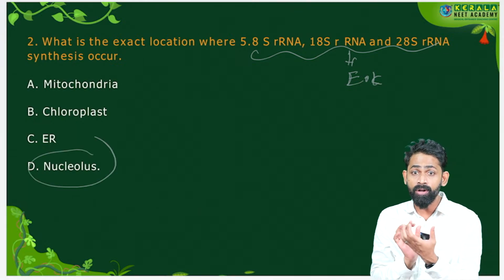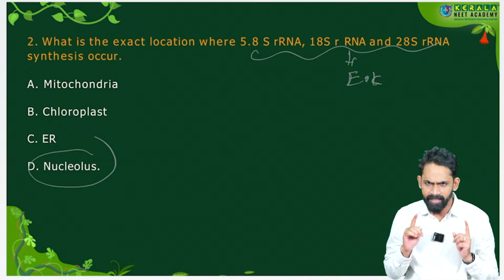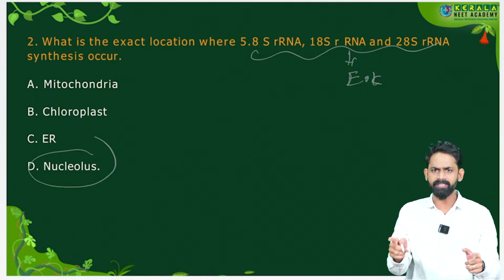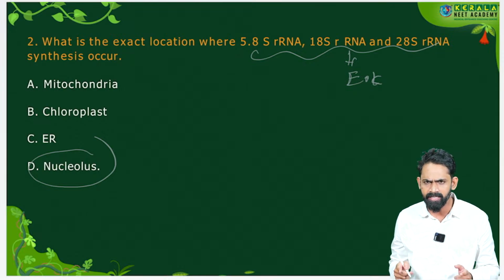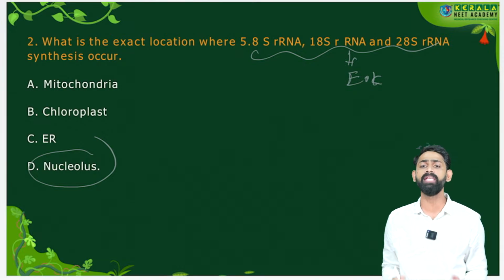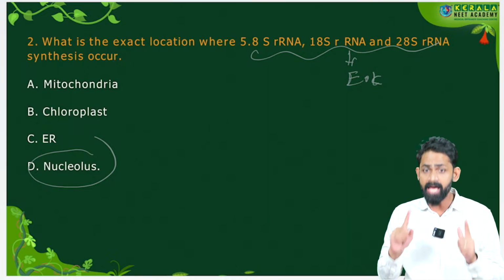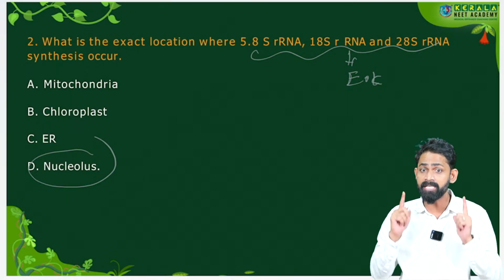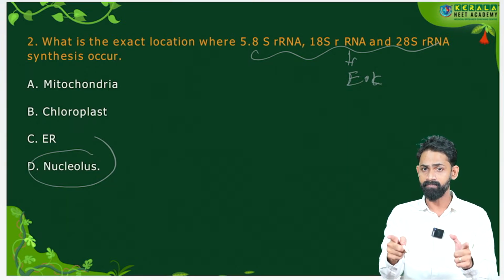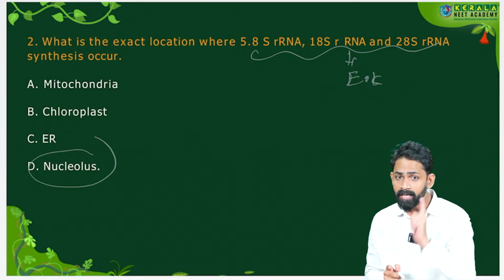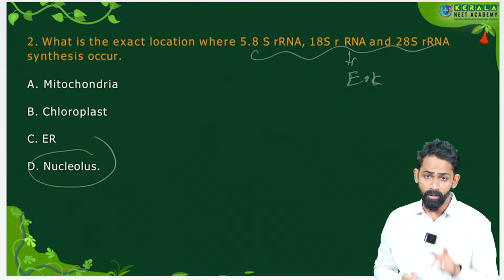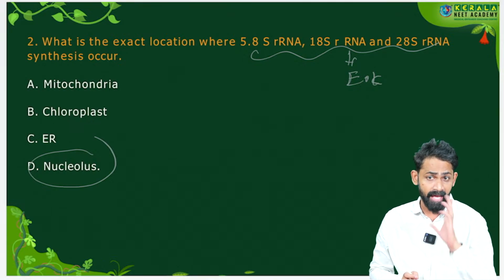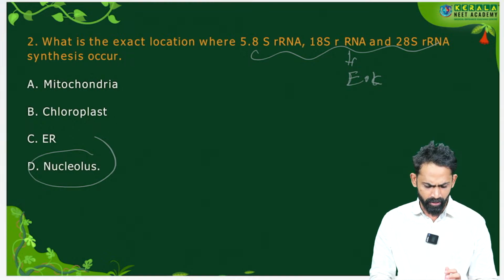nucleolus. mRNA synthesis takes place in the nucleus. tRNA synthesis takes place in the nucleus. rRNA synthesis also takes place in the nucleus, but rRNA synthesis takes place at a specific position called the nucleolus. So that particular point, followed by these two points, are very important. Moving to the next question.